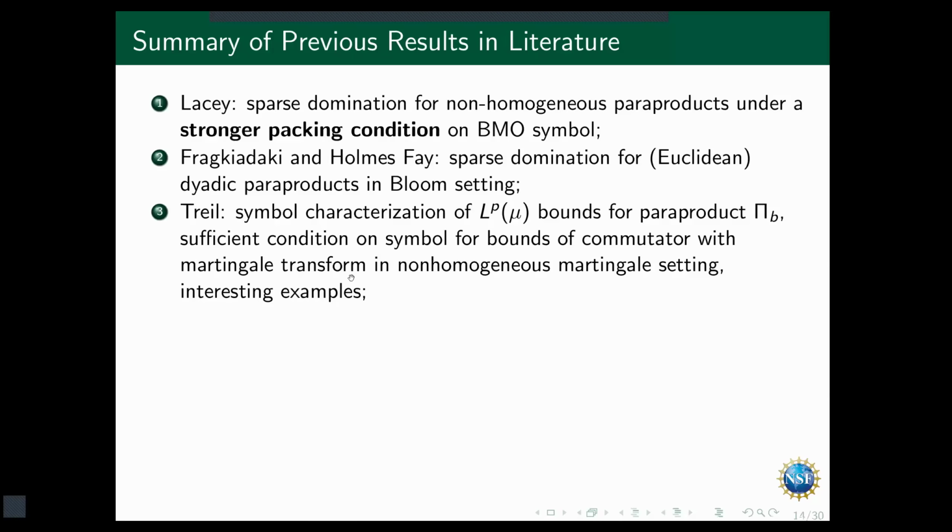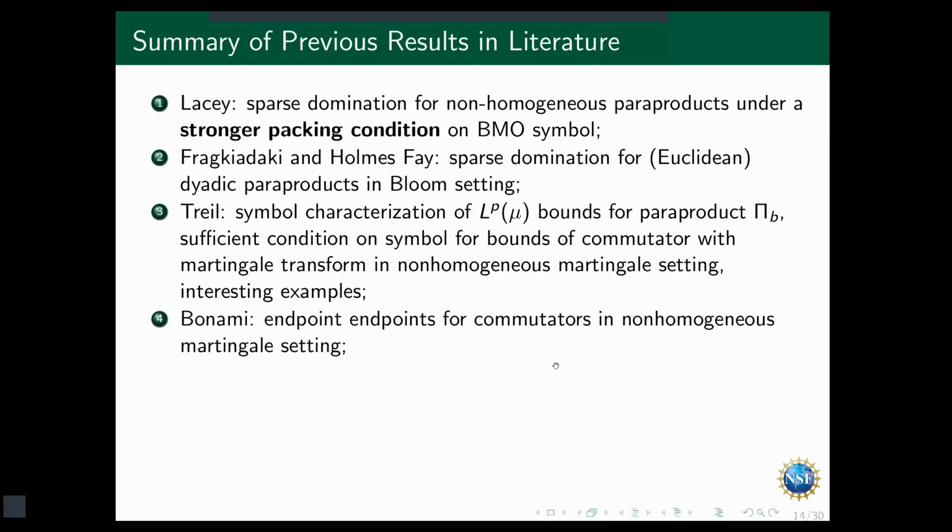Treil did some interesting work on paraproducts and commutators with martingale transforms in the non-homogeneous setting. He characterized when the paraproducts pi b are bounded on LP mu, and surprisingly, it's not just martingale BMO. It's something that depends on p. And he also constructed some interesting examples and counterexamples. Bonami looked further at this kind of stuff with endpoint estimates in the non-homogeneous martingale setting.